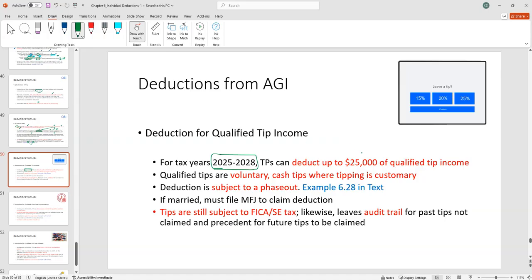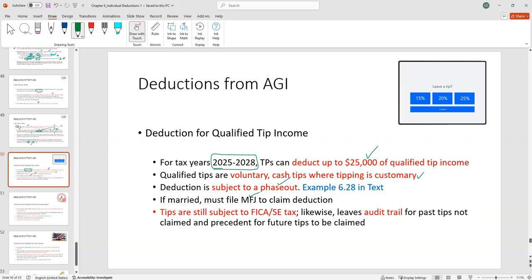But essentially with qualified tip income, you can deduct up to $25,000. It has to be the right type of industry. Like if you're a waiter or waitress, obviously it's customary there. But I can't, as a lawyer or something, say, oh, don't pay me my fee, just give me a tip so I don't have to claim that as income. Let me get the deduction. No, it's not customary. It is subject to a phase out. You must file MFJ to get it.